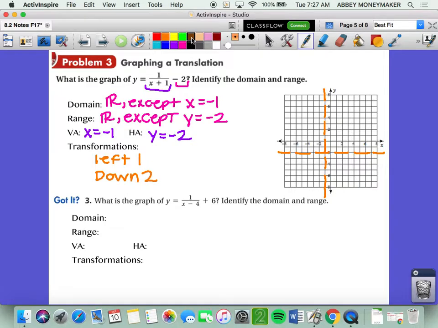Did I stretch it at all? No. Did I compress it at all? No. My A value up top is 1, so I don't have any of those transformations here. All right. What would be some good X values to plug in order to graph? Well, I think a good X value would probably be -2. Because when I plug in -2, I get 1 over -2 plus 1, and then -2. So that would give me -1 minus 2, which gives me -3. So let's plot the point -2, -3.